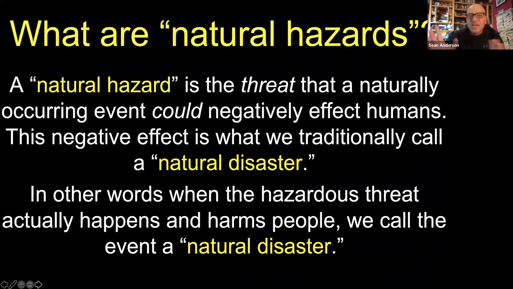So there's a couple of related terms here. We'll just start talking about this, and we'll continue the conversation next week. But a natural hazard is the first thing. A natural hazard is the threat that a naturally occurring thing, could be rain, could be lightning, earthquakes, whatever, could harm humans. So if a thing might harm humans, we call that a hazard or a natural hazard.